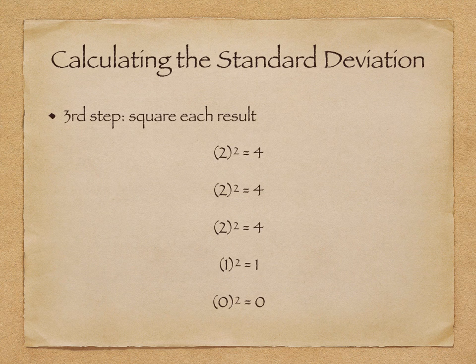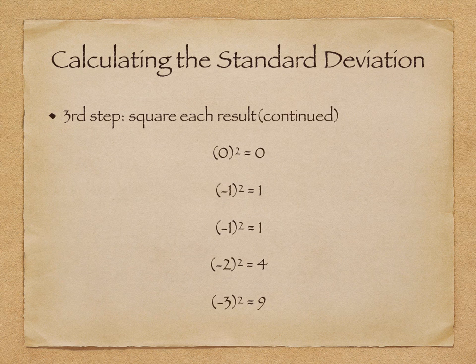The third step of calculating the standard deviation is to square each result. Therefore, with the first data point was 2, 2 squared equals 4. And you continue all the way through the data's values until you complete this step.